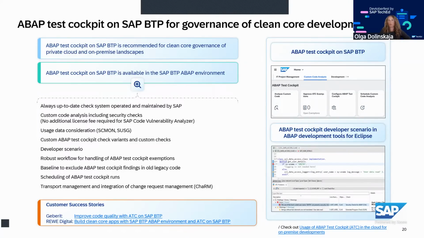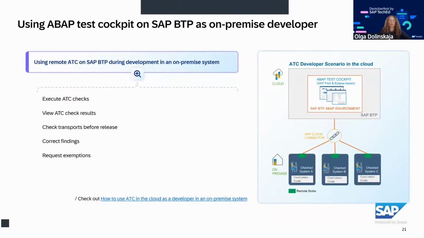Of course, it's not possible to rebuild one-to-one every feature which is available in on-premise SAP GUI-based ATC, but still the most important features are in place, and you can successfully use ATC on BTP. And here you also have links on the slide to customer success stories of our customers like Geberit or Red Digital, which are already successfully using ABAP Test Cockpit on BTP.